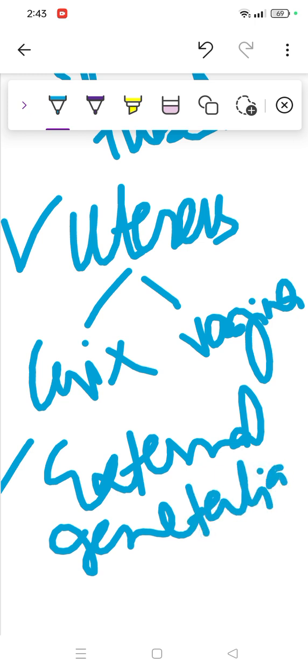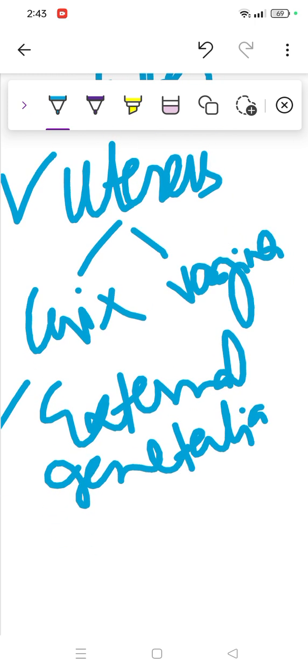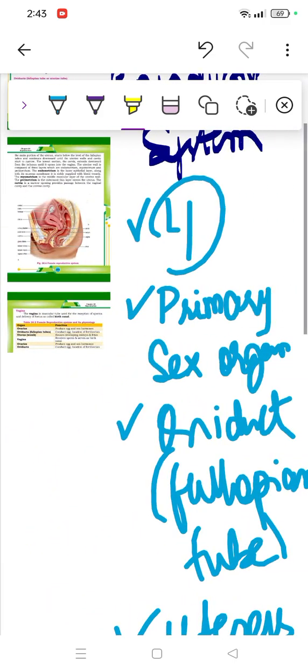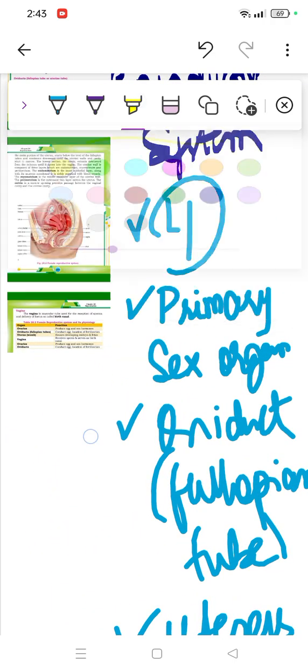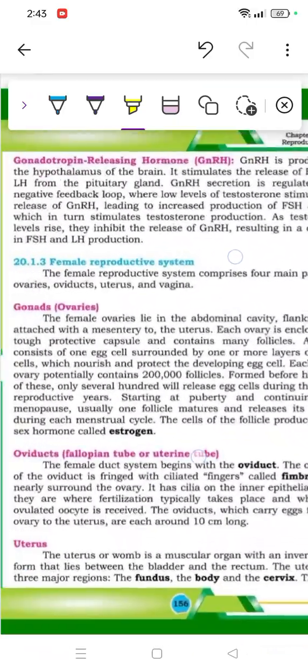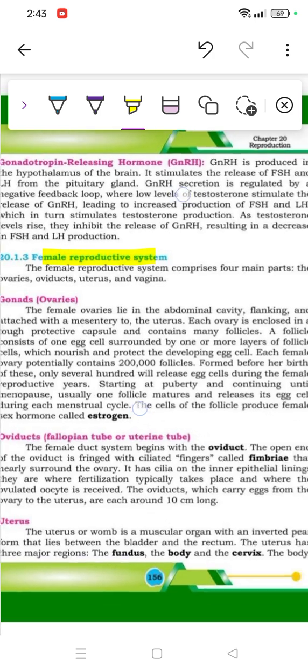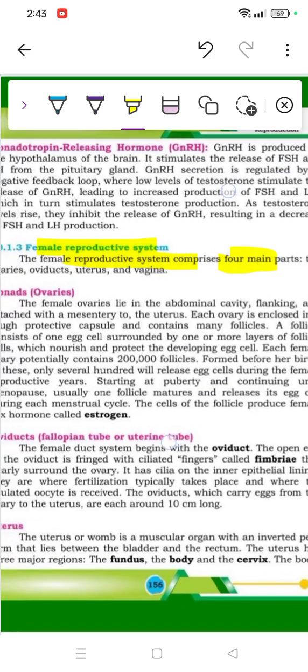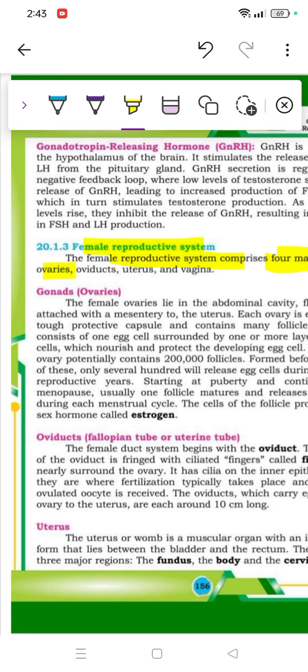In this part we have all the external parts, so I'm sure it's clear to you. I'll just make you understand from the book reading, because we are done with all these things. So we are starting the female reproductive system, which consists of 4 main parts, as I mentioned. The first one is the ovaries, which is the primary sex organ. Second is the oviduct. Third is the uterus. Fourth is the vagina, like external genitalia.